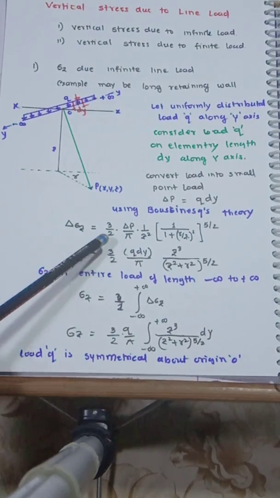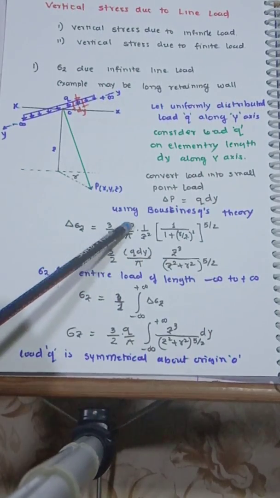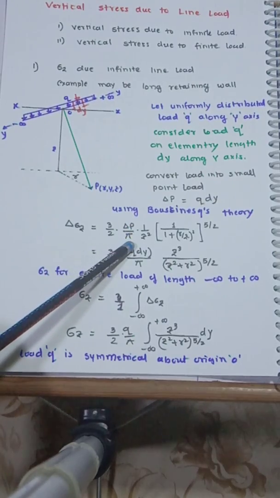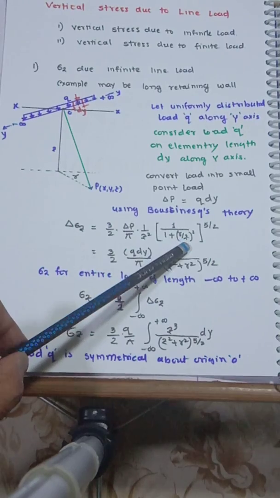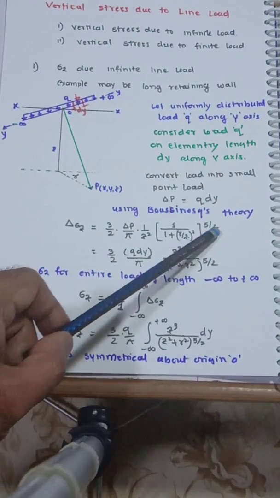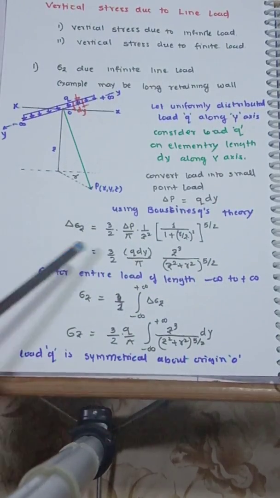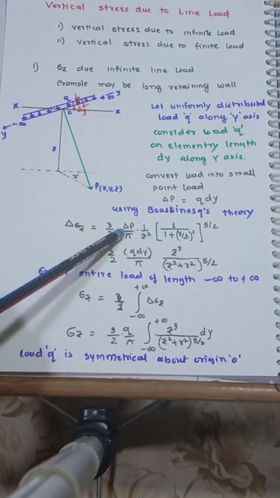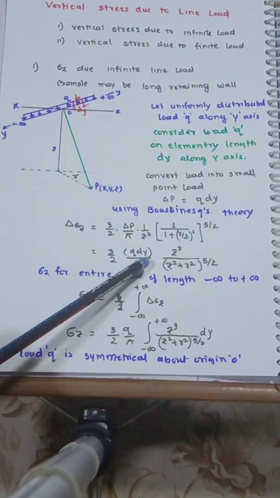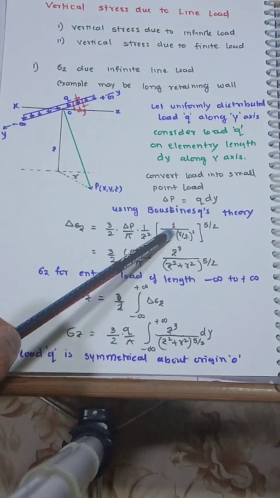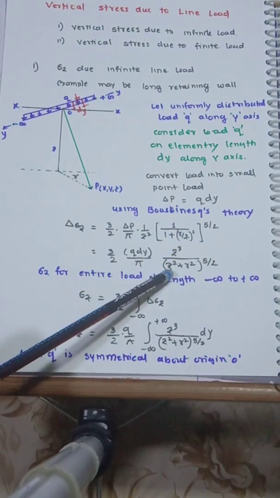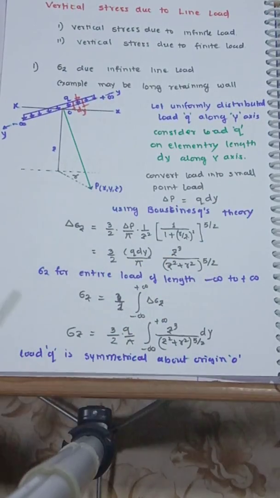So using Boussinesq's theory, because of that delta P, the stress is delta sigma Z. This is Boussinesq's equation: 3 by 2 pi, P now replaced with delta P, 1 upon Z squared, and a function of r by z to the power 5 by 2. So substitute delta P as Q into delta y, and simplify this in terms of Z cubed upon (z squared plus r squared) to the power 5 by 2.